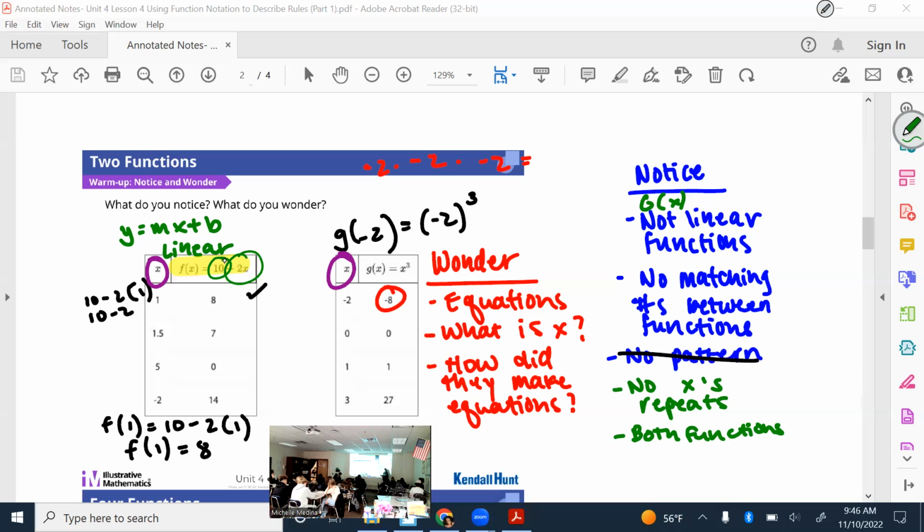And then how did they make the equation? That's also something you could wonder, like, I don't know what they're representing in the real world, but I'm sure that they could represent something in the real world. So any questions on the warm up? All right.